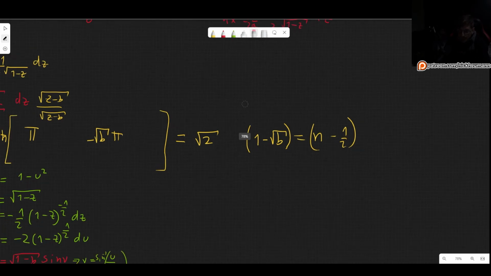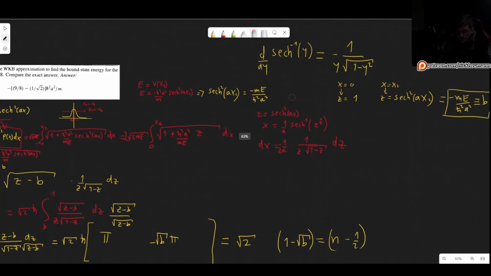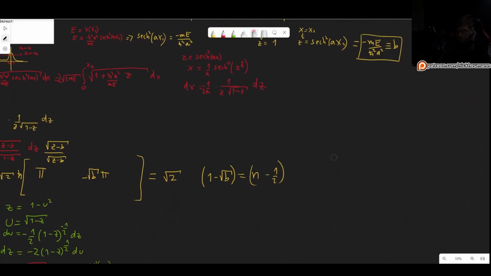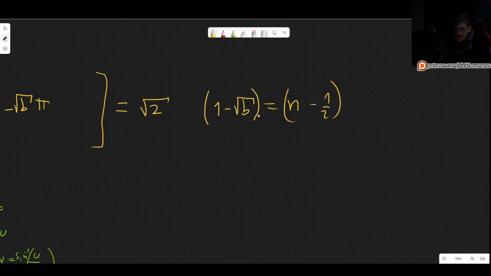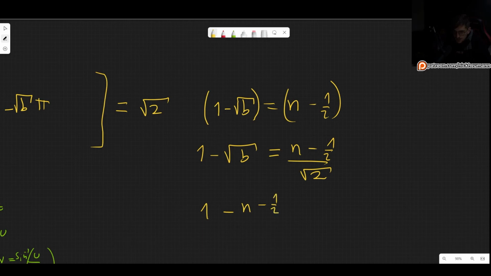And we know what B is, right? B is the thing that contains the energy. B is this thing right there. And here it is B that contains everything that we need to know about the energy. So let's quickly solve for B, or the square root of B. So we can divide by the square root of 2. So we get 1 minus square root of B equal to n minus 1/2 divided by the square root of 2. And then we can add this, subtract this, and we end up with 1 minus n minus 1/2 divided by the square root of 2. And this is equal to the square root of b.